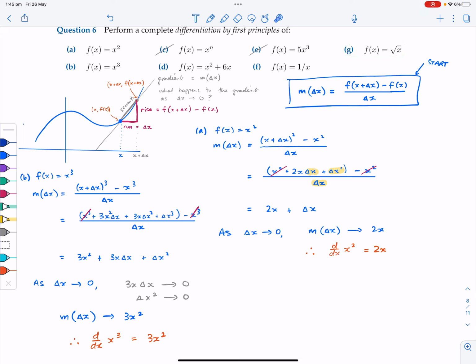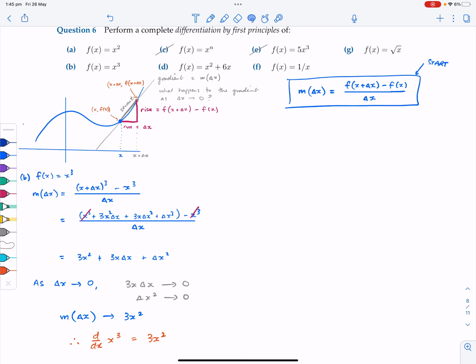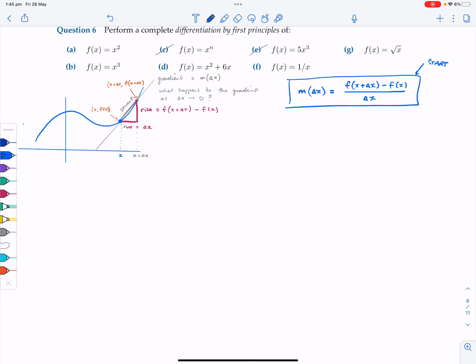It's really interesting, because the mathematics of it plays out so differently compared to what we've seen with x squared and x cubed. Okay, so for g, we've got f of x equals square root of x. And so the gradient of that: if I apply f of x equals that, then I get the square root of x plus delta x minus the square root of x, over delta x.